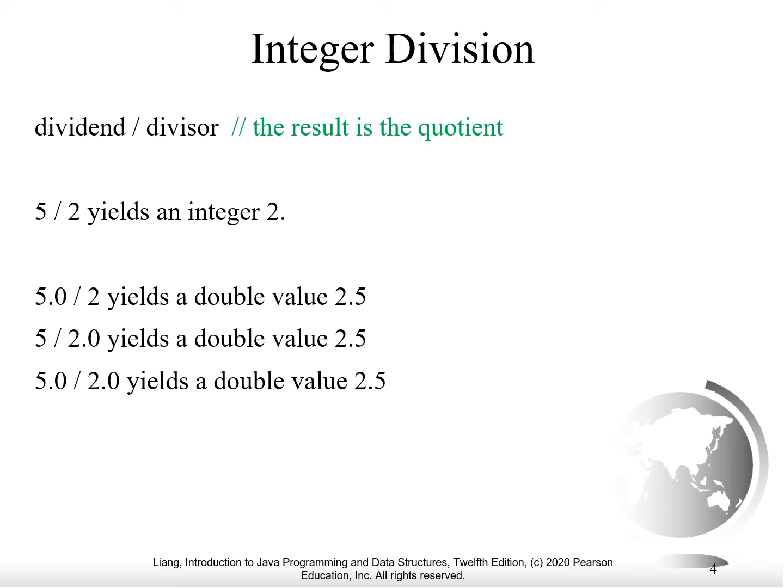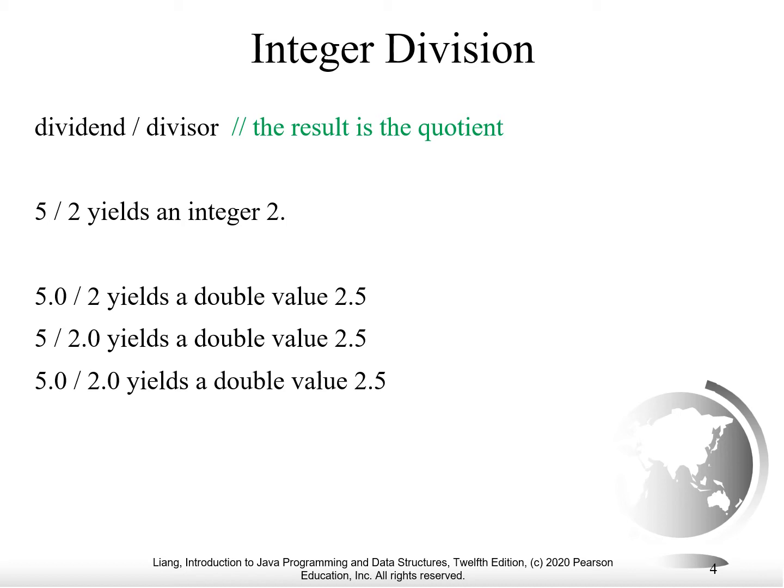It's very important to remember that when both operands are an integer value, the result of the division is an integer. That is, the quotient is an integer. And that integer will have been truncated. That is, we completely ignore the fractional part. So the integer 5 divided by the integer 2 yields the integer value 2, not 2.5 and not 3, as you might expect.